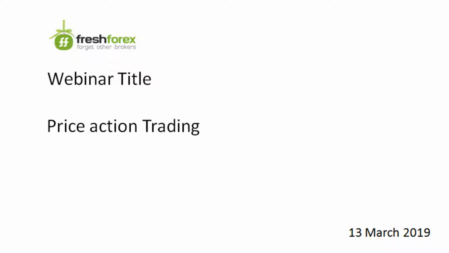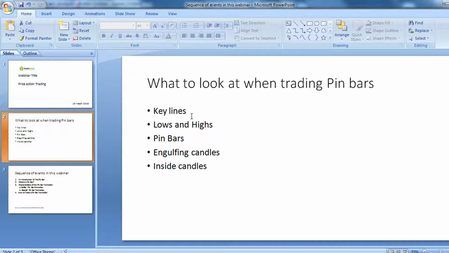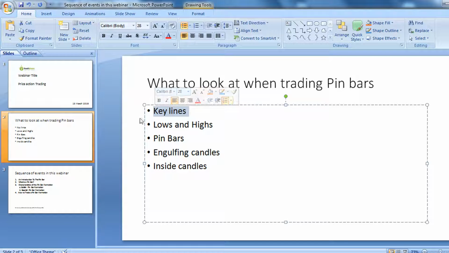We are first going to look at the list of what we'll cover. We're going to look at key lines. In this case, we're going to look at how to draw key resistance levels, key trend lines, and things like that. Then we're also going to look at highs and lows. We're also going to look at pin bars, engulfing candles, and then inside bars.